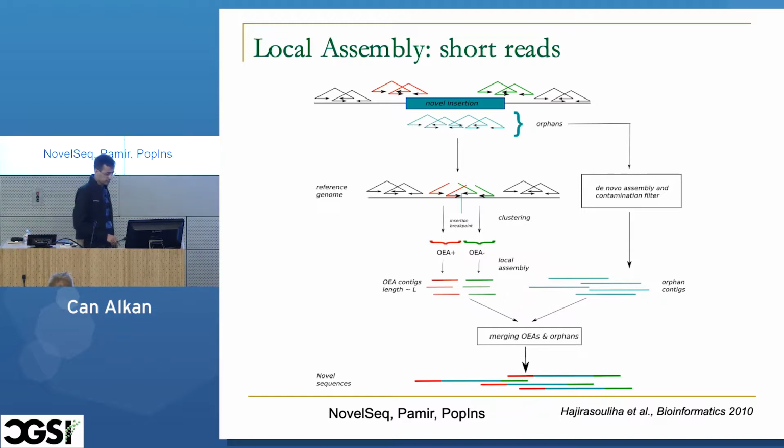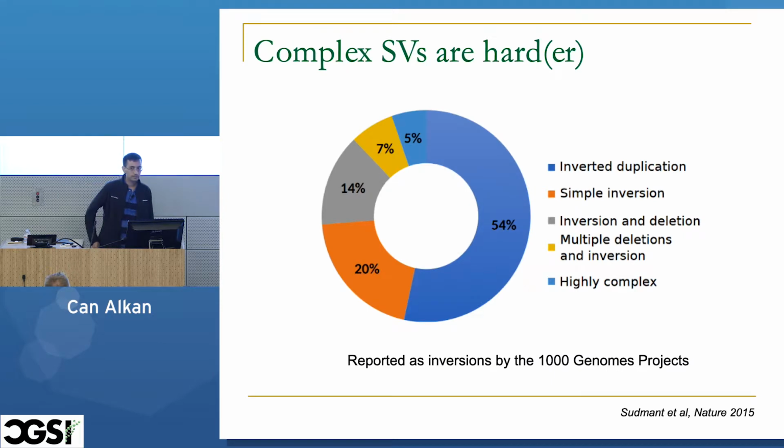So again, these are the examples, and I just heard yesterday that Popins2 is coming soon. So these are the single signature methods, but they work for some relatively simple structural variants, but there are more complex ones, and they are harder.